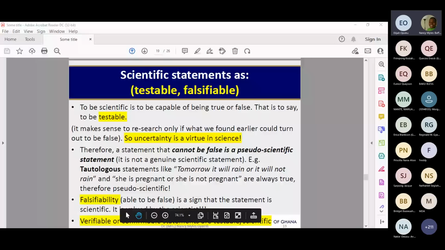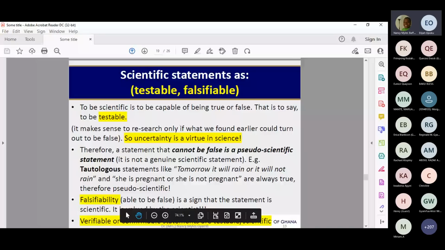Scientific statements as testable or falsifiable. First point is, to be scientific is to be capable of being true or false. That is to say, to be testable. It makes sense to research only if what we found earlier could turn out to be false. So uncertainty is a virtue in science. Therefore, a statement that cannot be false is a pseudo-scientific statement. It is not a genuine scientific statement. Example, tautological statements like tomorrow it will rain or it will not rain, and she is pregnant or she is not pregnant are always true. Therefore, pseudo-scientific.